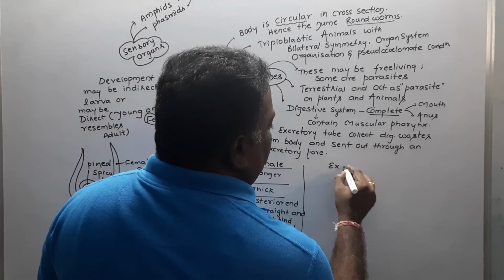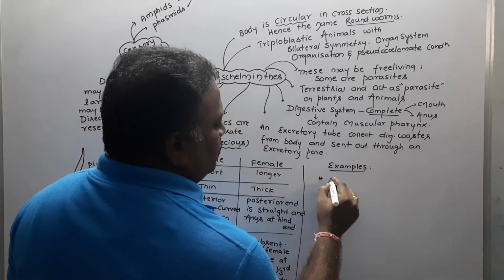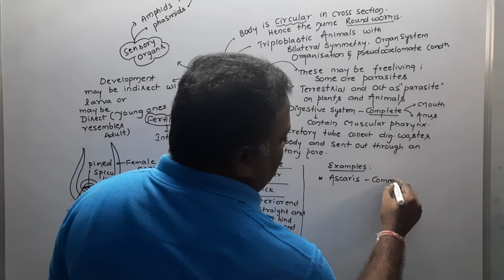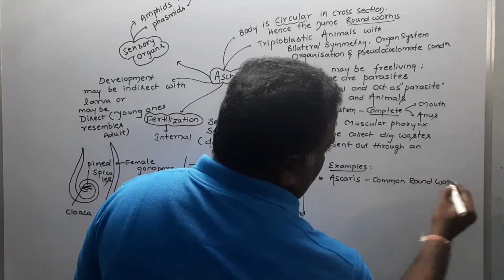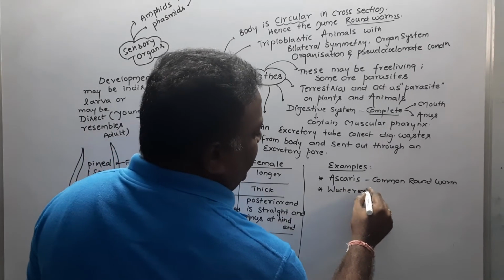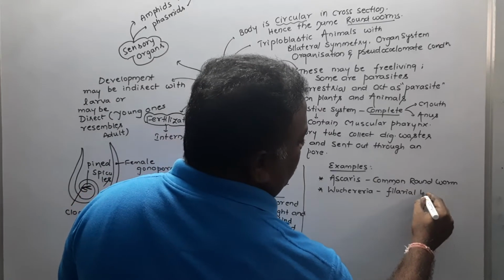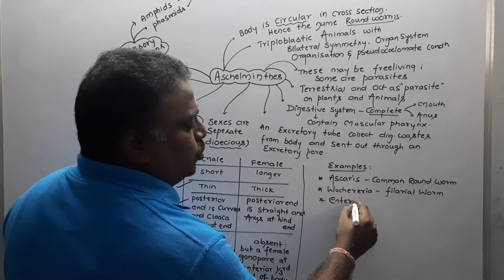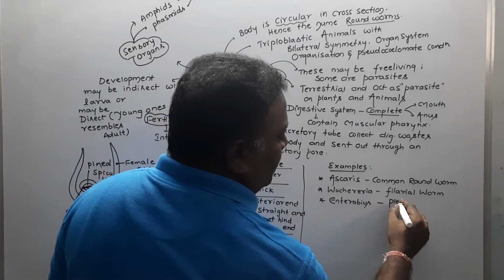Then what are the examples related to this? The most important, very well-known examples. One is Ascaris, which I think everybody knows; Ascaris is called the common roundworm. Then Wuchereria bancrofti, which is called the filarial worm. Then Enterobius vermicularis. What do you call Enterobius? It is called the pinworm.